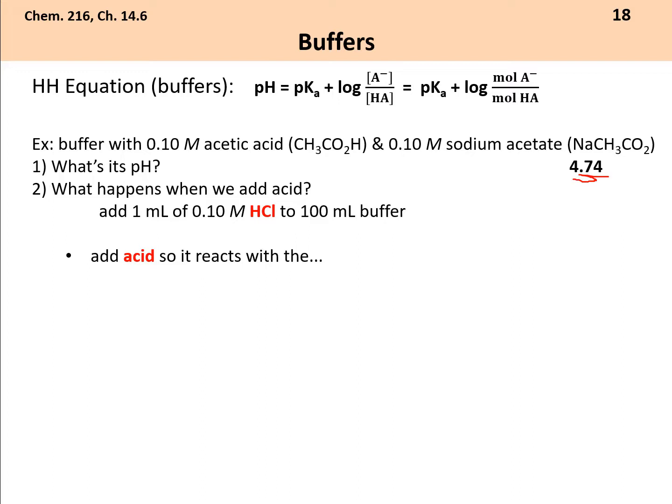Let's go ahead and figure out what happens once I add some acid. So the acid I'm going to add is 1 mL of 0.1 molar HCl, and I'm going to add that to 100 mL of buffer. Okay? So here's the key on buffers. I'm adding acid, so it's going to react with base. So which one of these compounds is it going to react with?